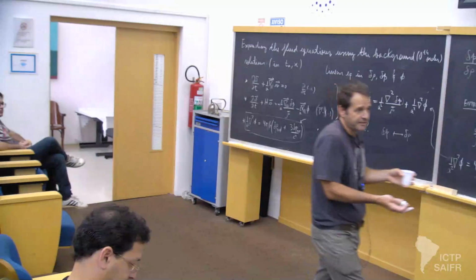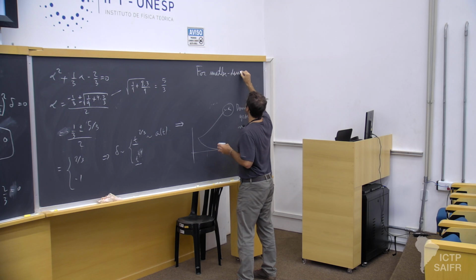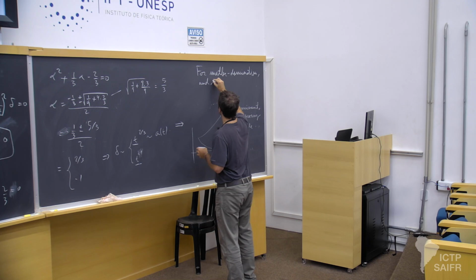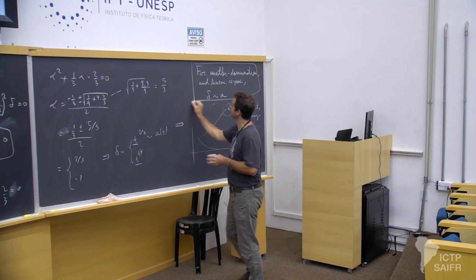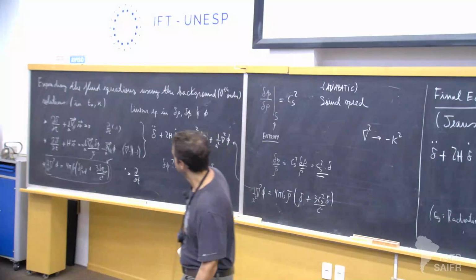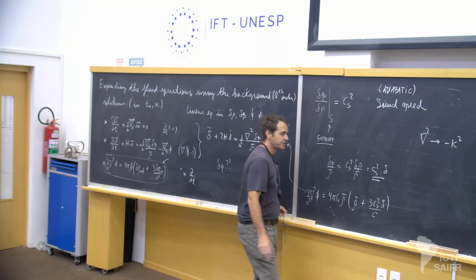So now, important result. For matter domination and the linear regime, delta goes like the scale factor. Now that's really something that you can stop and think a little bit about, because if the matter perturbations grow like the scale factor, then you can think the following here. Suppose that the initial density fluctuations were of order 10 to the minus 4. That's at a redshift of 1,000.